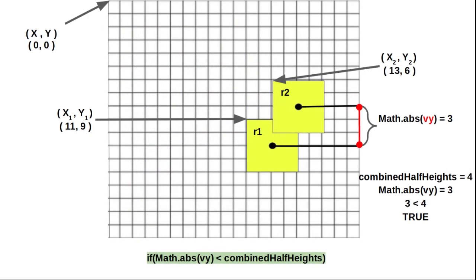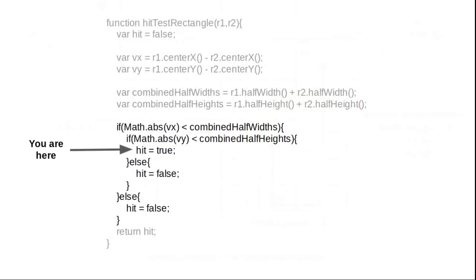In this case, R1 and R2 are slightly overlapping. The difference between their center y's is 3, making the absolute value of Vy 3, while keeping combined half heights at 4. This 3 is less than 4, so this statement is finally true. This causes hit to be set to true and then returned.